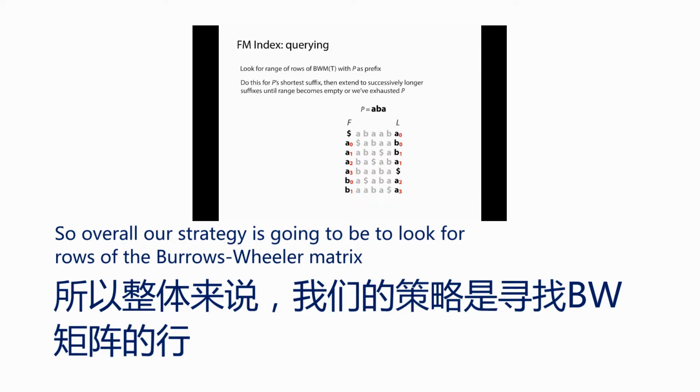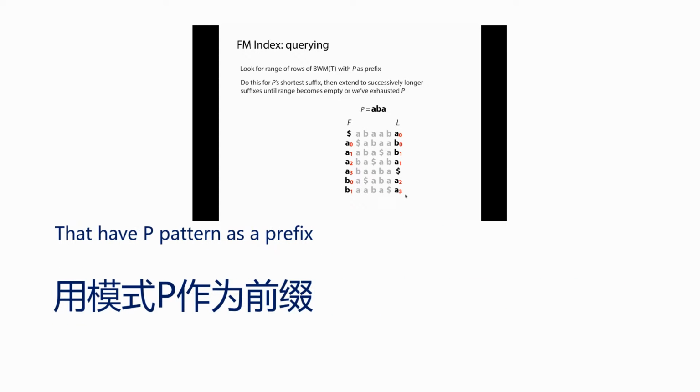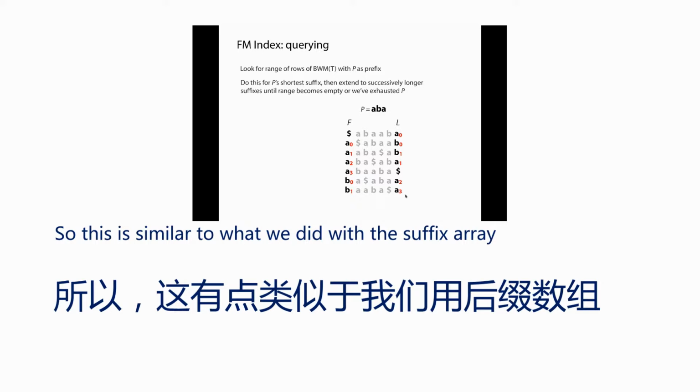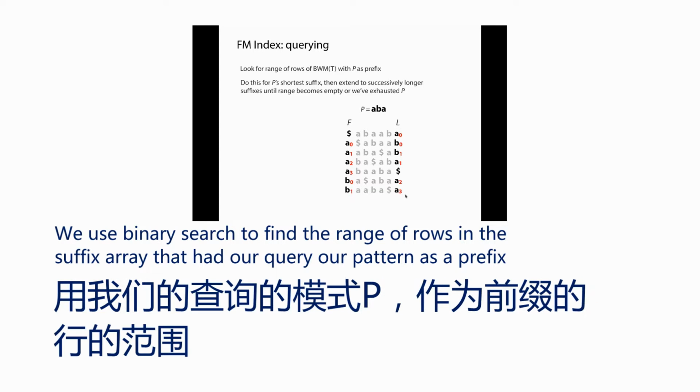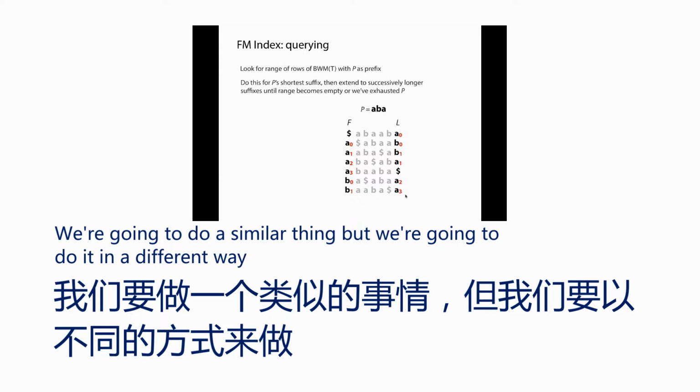So overall, our strategy is going to be to look for rows of the Burrows-Wheeler matrix that have P, our pattern, as a prefix. This is similar to what we did with the suffix array. We used binary search to find the range of rows in the suffix array that had our query, our pattern, as a prefix. We're going to do a similar thing, but in a different way.